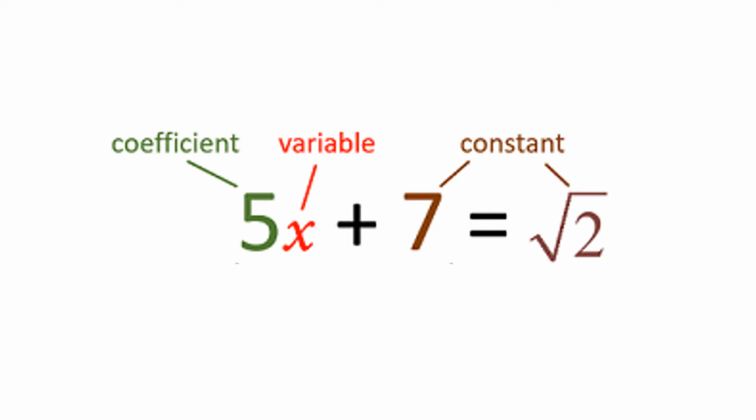Here we've got an example of an equation, and the different parts of the equation are labeled. The green, the number in front of the variable, is called the coefficient. The letter is called the variable. It could be an x, it could be a y, it could be a z. In this instance it's an x. And the numbers that stand on their own are called constants.